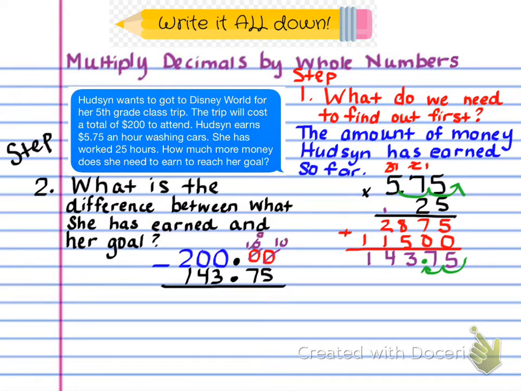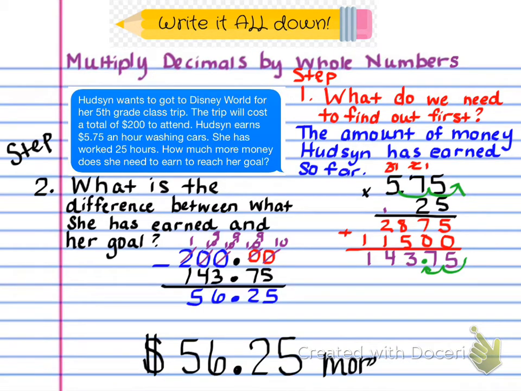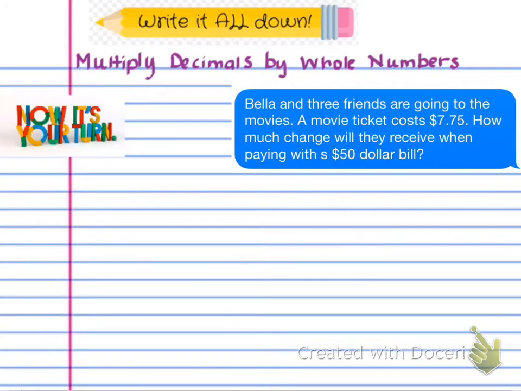And then you're going to borrow and carry, borrow and carry, borrow and carry all the way across. And then you want to go ahead and subtract. So when you're finished, you end up getting $56.25 more to reach your goal. So that's how you're going to tackle these two-step word problems. You're going to see a lot of word problems that look exactly like this. So now we're going to try this on your own.